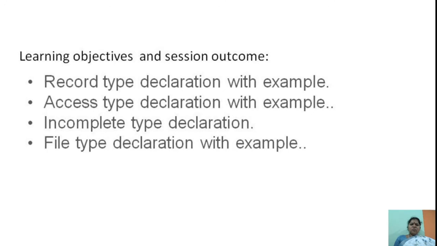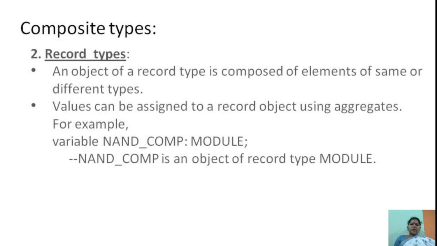So let us go to this class about the record type. So what is a record type? A record type consists of elements of the same or different types. That is, if you want to declare a record type, you can declare elements of the same data type or of different data types. It provides heterogeneous features. So with the use of record data types, we can declare many types of elements, that is of the same type or of different types.